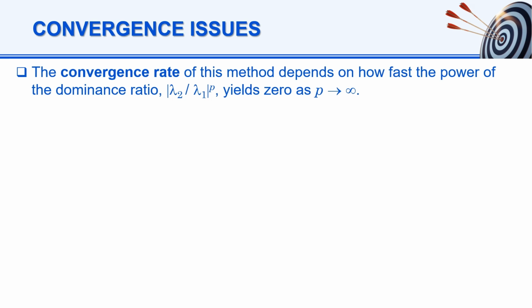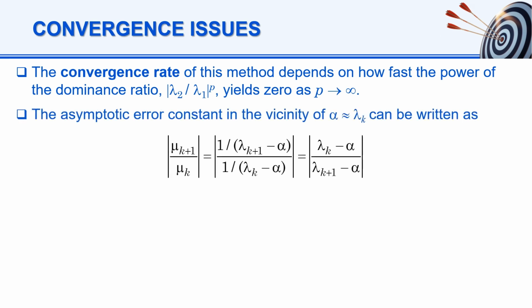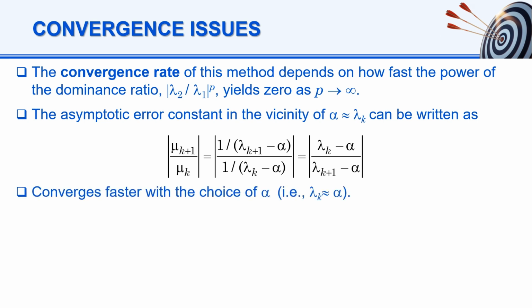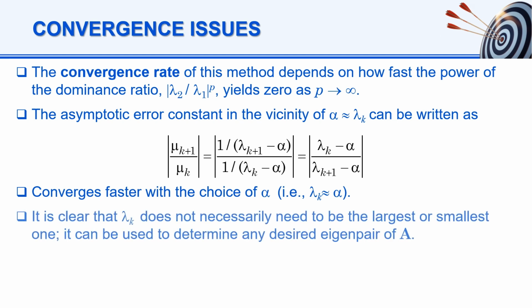The convergence rate of this method depends on how fast the power of the dominance ratio yields 0 as p goes to infinity. The asymptotic error constant in the vicinity of alpha very close to lambda k can be written as follows. The method converges faster with the choice of alpha very close to lambda k, as the dominance ratio gets small. It is clear that lambda k does not necessarily need to be the largest or smallest one. It can be used to determine any desired eigenpair of matrix A.